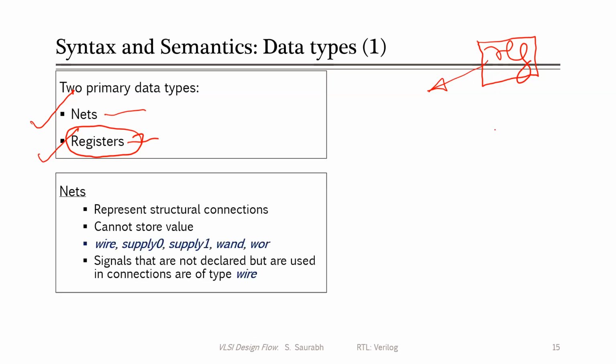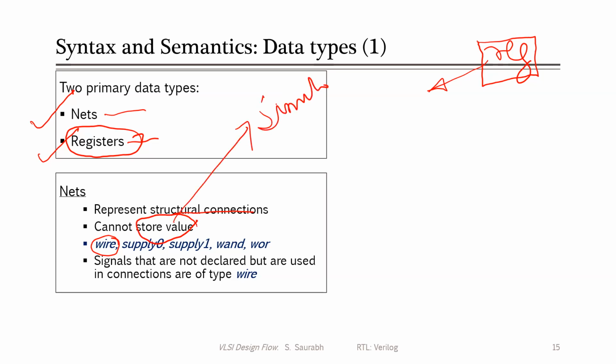So nets are basically used for making connections. A net represents a structural connection. It is a kind of wire. Wherever you write a wire in your design, in your model, it means you are making a net. It cannot store any value, meaning that these values need to be stored by the simulators, right?